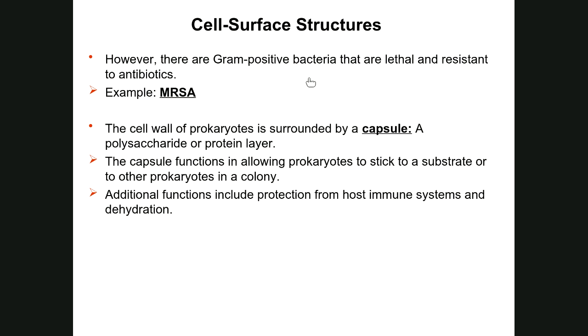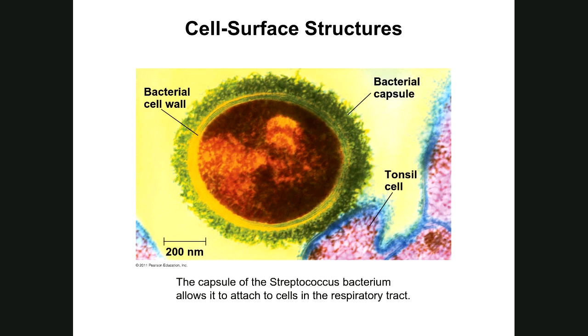Now for many prokaryotes, you will find an additional layer, often made up primarily of polysaccharides, and it's wrapped around the cell wall. It's called a capsule. It's usually made up of polysaccharides; sometimes it'll be made up of proteins. But the capsule has a couple of functions. One of its functions, and the most popular function, is it helps the prokaryotes stick to substrates or other prokaryotes in a colony. And that's what this figure is showing you here.